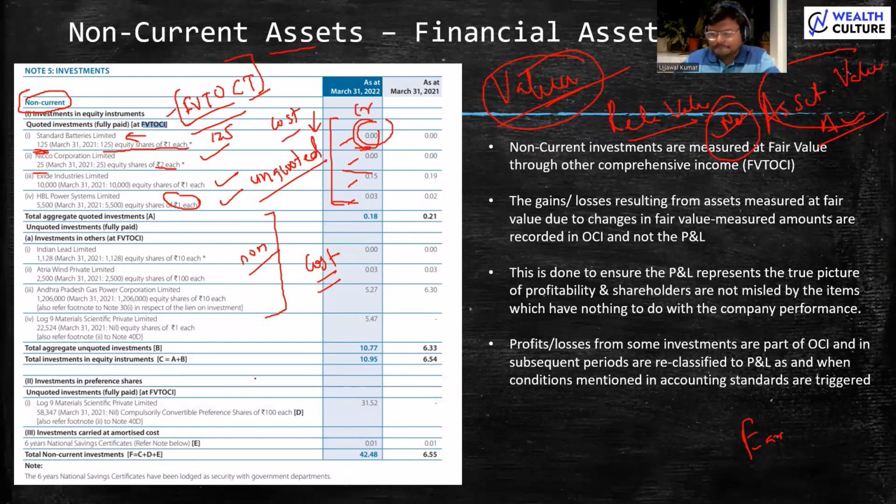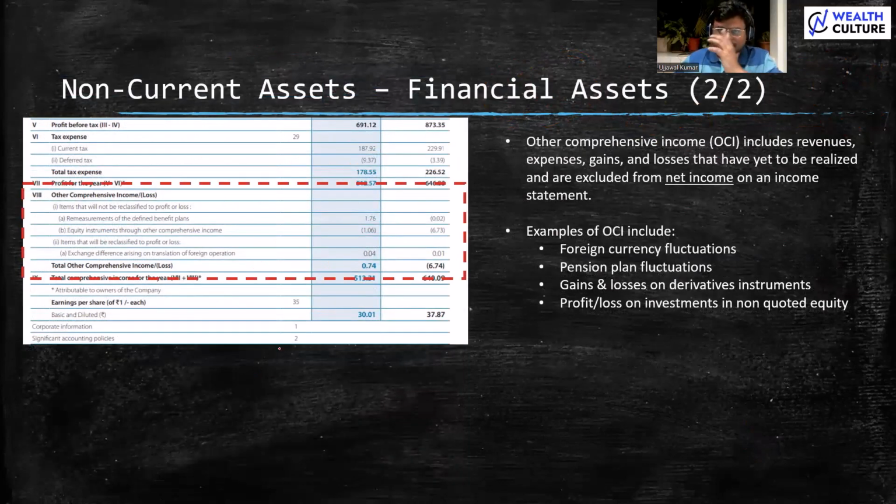Now let's look at the other comprehensive income that I was talking about. Where does it come? If you look at the P&L statement, it will come below your profit after tax. It will come below that. And what does this other comprehensive income include? I'll tell you the main idea of other comprehensive income.